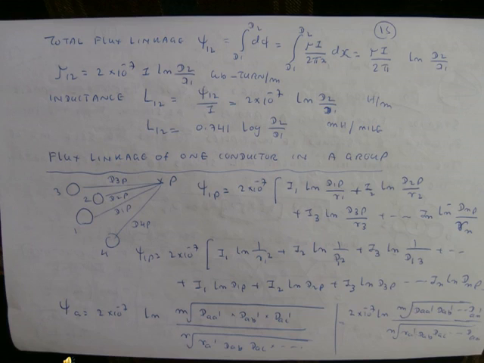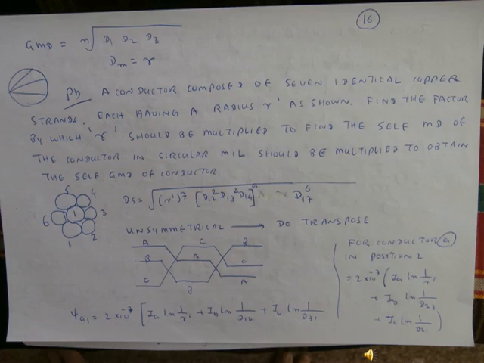So we have to solve the problem. A conductor is composed of 7 identical copper strands, each having a radius R, as shown. Find the factor by which R should be multiplied to find the self GMD of the conductor. In this 7-strand conductor, we write the equation Ds equal to the 49th root of R dash power 7 multiplied by D12 square, D13 square, D14 power 6 and D17 power 6.